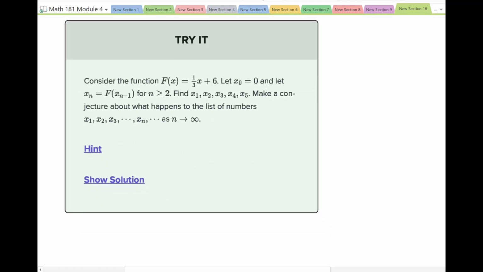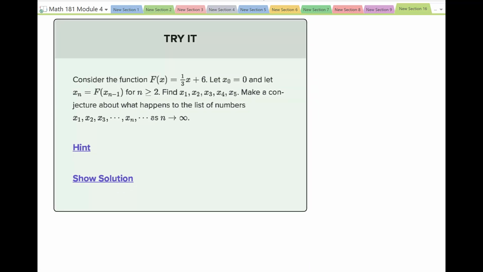Consider f of x equals 1/3 x plus 6, where x sub 0 is 0. X sub n equals f of x sub n minus 1 for n greater than or equal to 1. So find x1, x2, x3, x4, x5, and then see where it's going. Okay, so our x sub n is equal to 1/3 of x sub n minus 1 plus 6. So our x0 is 0.